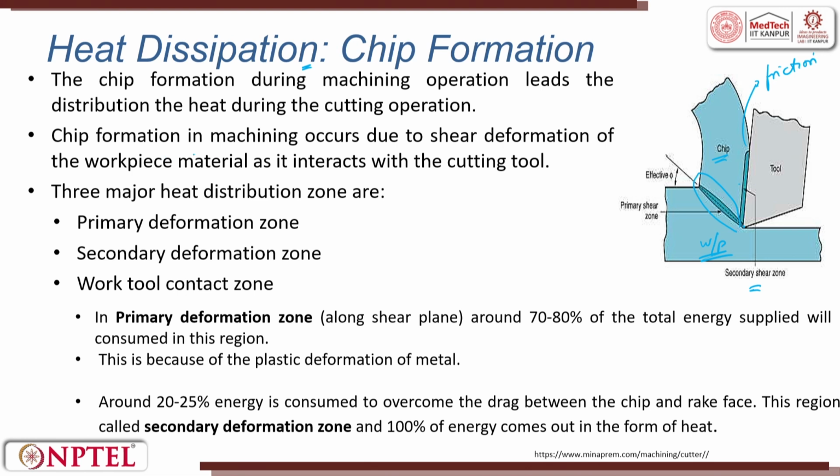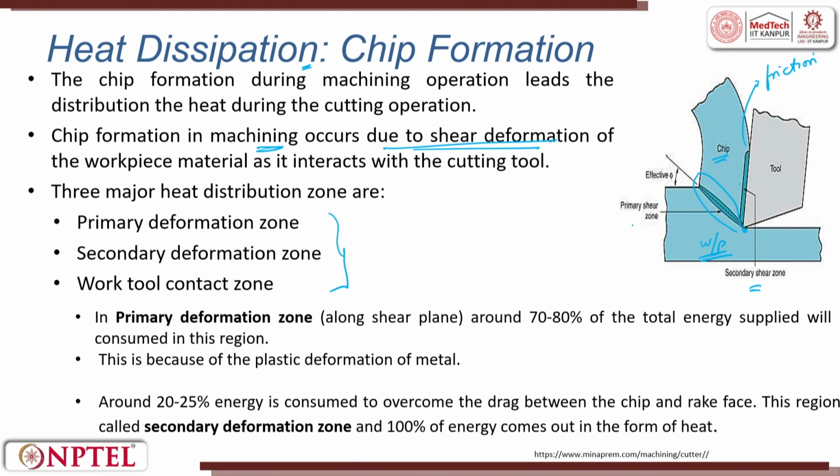The chip formation in machining occurs due to shear deformation. So, machining happens only because of shearing. The shear happens, so that plane is called the shear plane, due to shear deformation of the workpiece as it interacts with the tool surface. There are three major heat distribution zones: one is the primary cutting zone, the secondary cutting zone and a very small tertiary cutting zone.